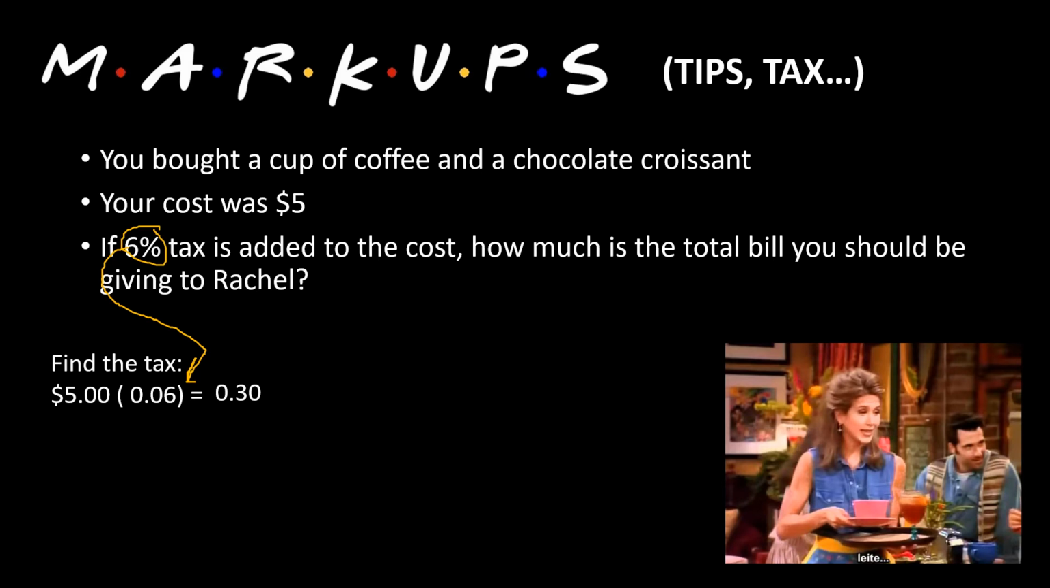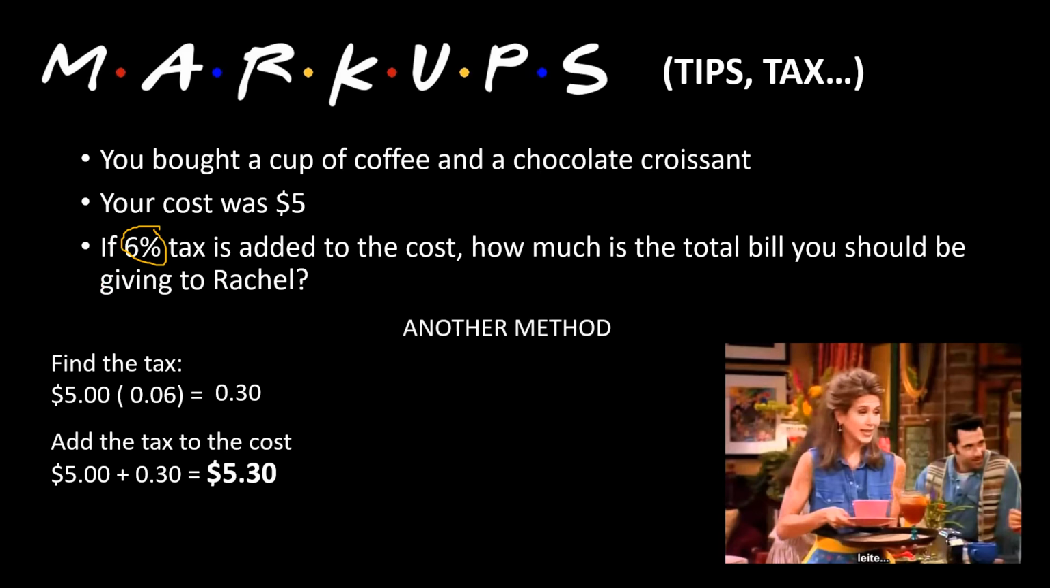And that's going to give you 30 cents or 0.30. Again, I'm okay if you use a calculator on that. Now, to find the total, we're going to add that tax to the cost to give us a total of $5.30.